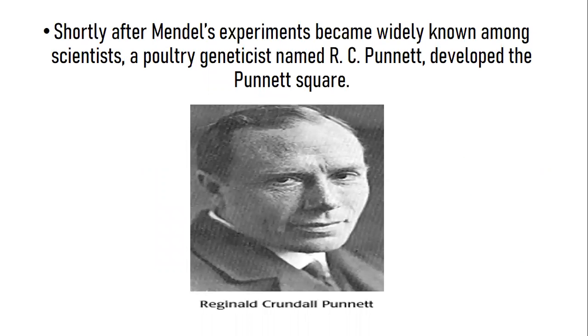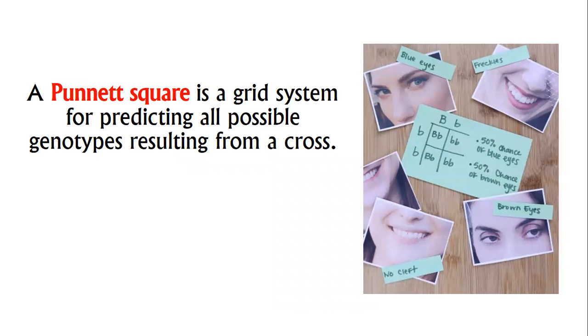We have talked before about Mendel's experiments and how he used his experiment to explain how traits passed from one generation to another. In order to predict all the possible phenotypes of the offspring, another scientist called Punnett developed a system called the Punnett square to predict all the possible genotypes that can result from a certain cross. So a Punnett square is a grid system for predicting all the possible genotypes resulting from a cross. So it tells me all the genotypes that the offspring can have.